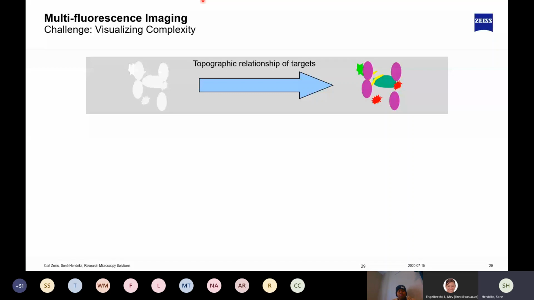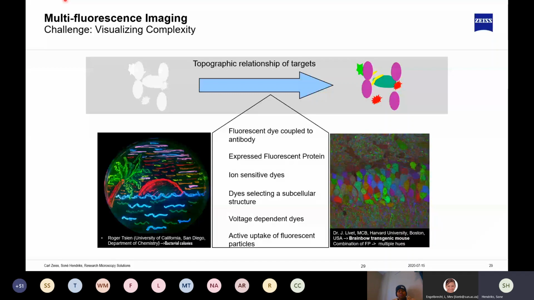So here are some examples of what fluorescence can be used for. You can have fluorescent dyes that are coupled to antibodies. You can express fluorescent proteins. You can have ion-sensitive dyes, dyes selecting for subcellular structure, voltage-dependent dyes, or even active uptake of fluorescent particles to look at different cell dynamics.